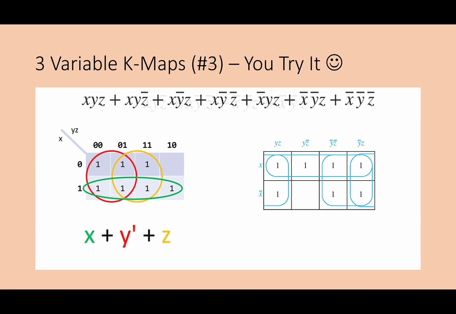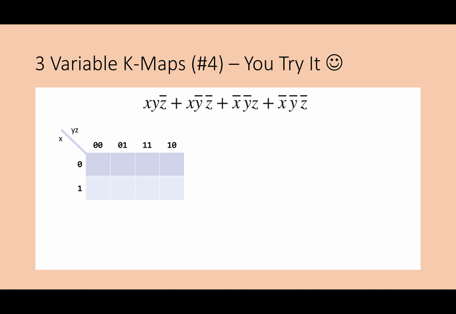Okay, you get to try another one. Here you go. This is a little bit smaller. It's only got 4 min terms. So ready? Fill out the Karnaugh map, circle the appropriate circles, reduce the circuit, or reduce the formula.